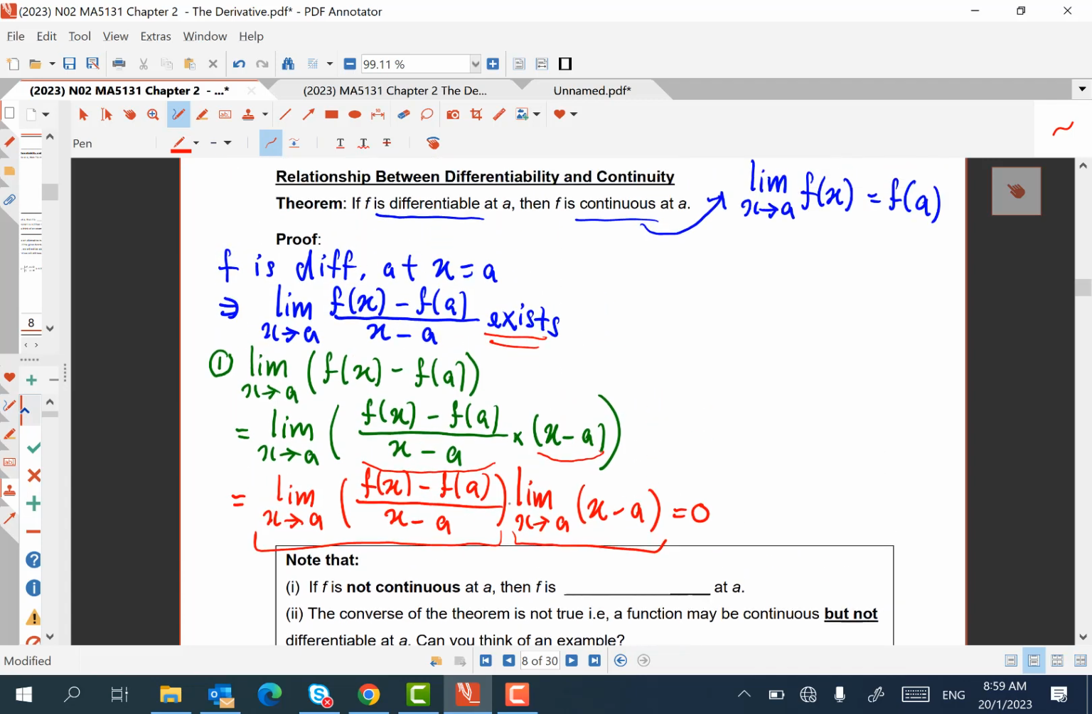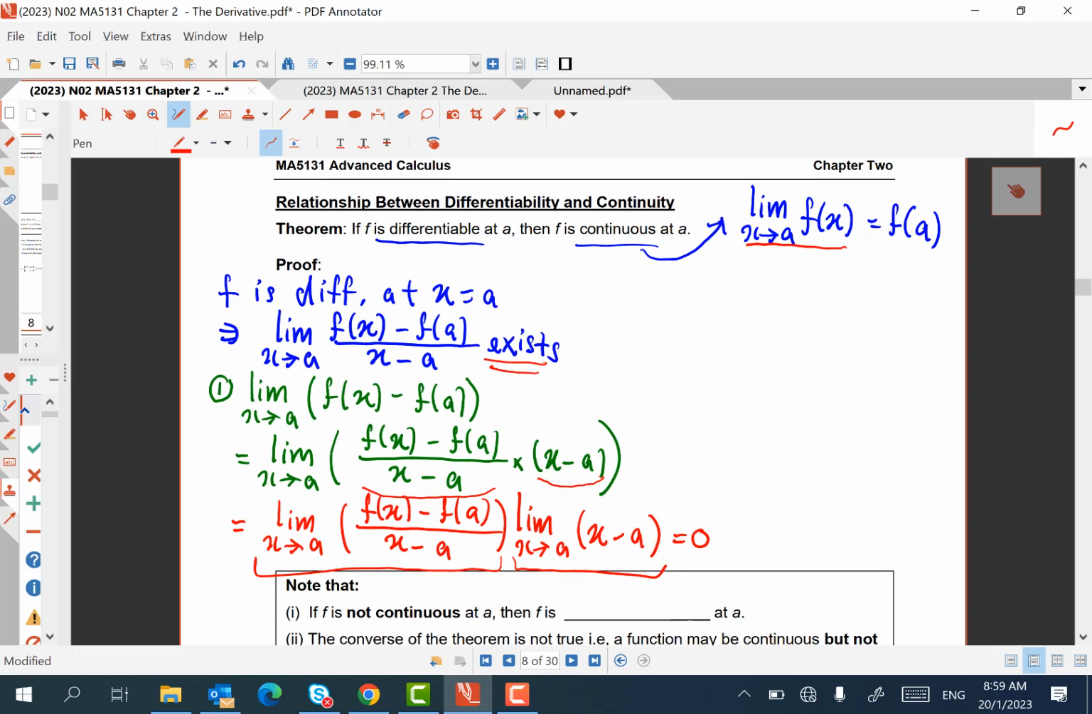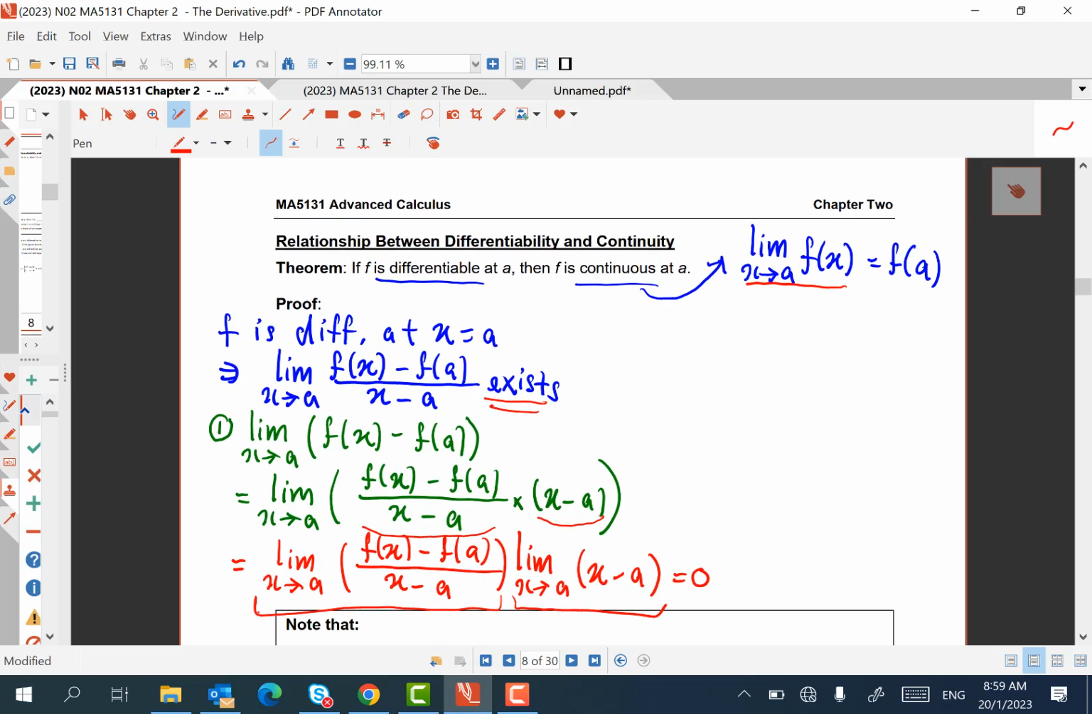Okay. Then the next thing is, we now want to calculate this limit. Remember, we want to show that this limit is equal to just f(a). Okay, I mean you already got 0 already, right? It's just a matter of splitting up the two and then just putting the f(a).